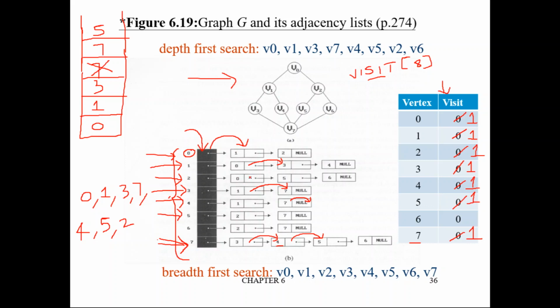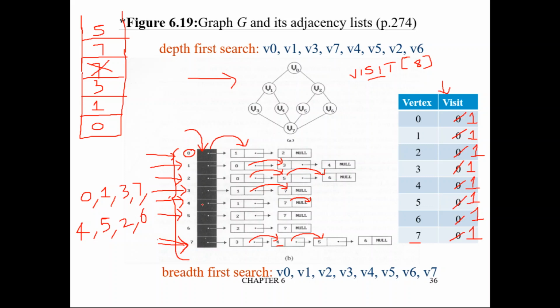Then go next. If it is visited, just go next. Then 5. Is it visited? Yes, visited. Go next. What is that? 6. Is it visited? No, it's not visited. So visit it, display 6 and make this as 1. This is the first time we are visiting 6. Whenever you visit something for the first time, what should you do? Jump. So we should jump to 6.